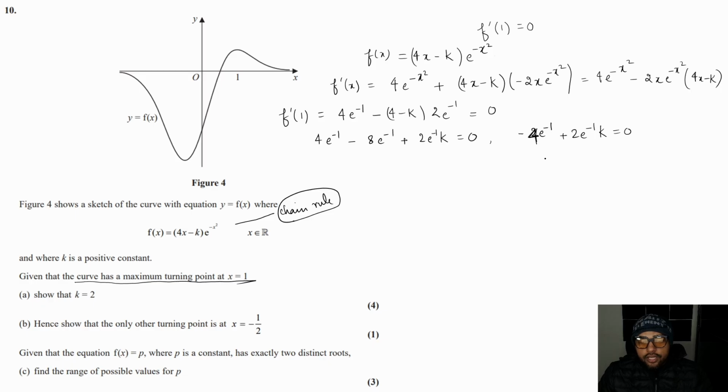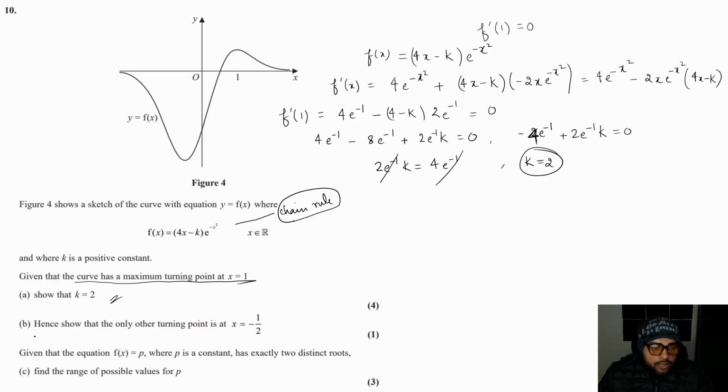So from here, the value of k we are getting: 2e^(-1)k equals 4e^(-1). This value and this value got cancelled. From here we are getting the value of k equals 2. So this is what we need to prove here.